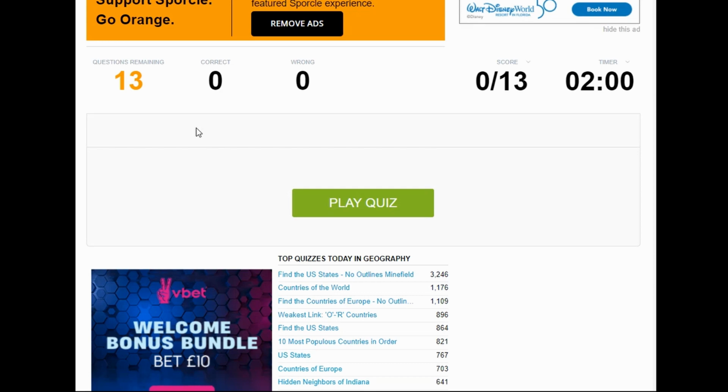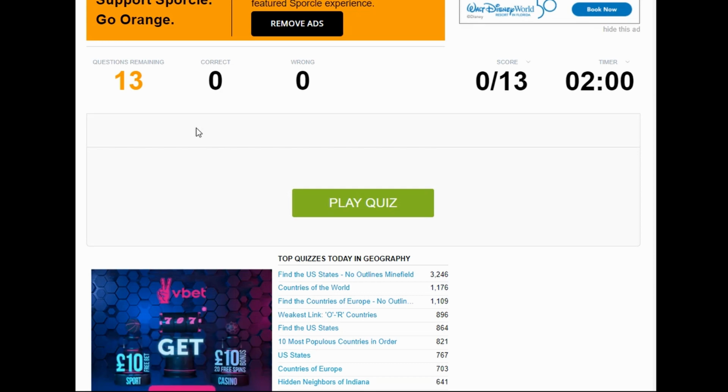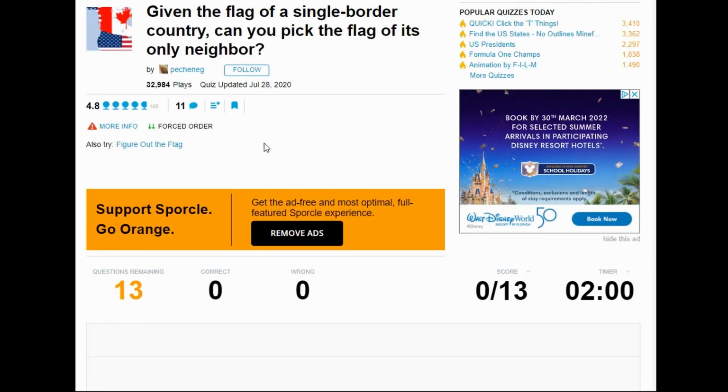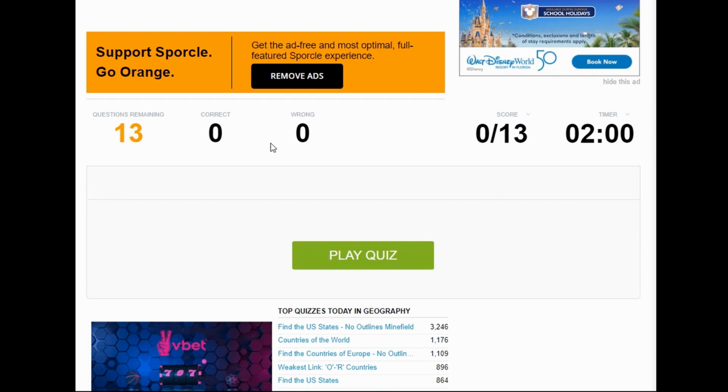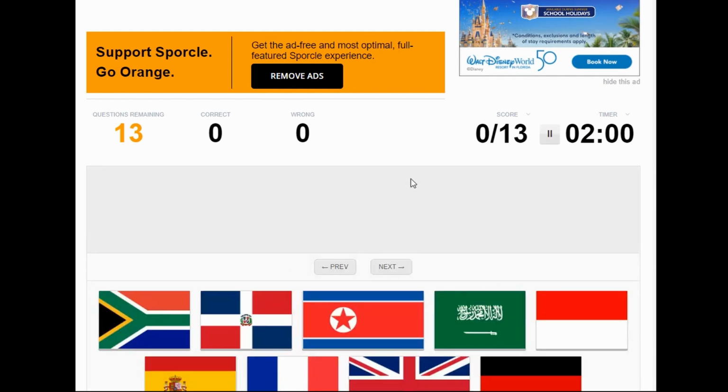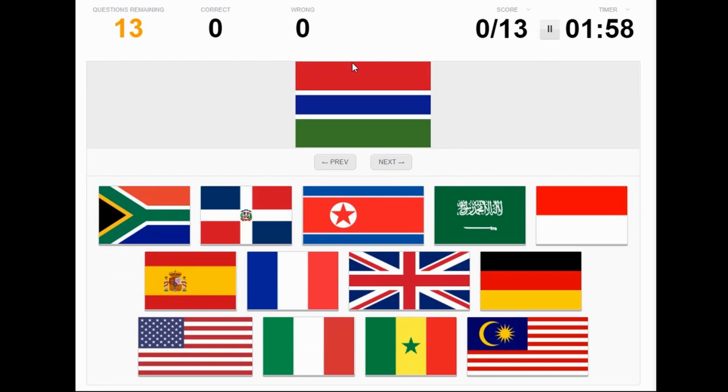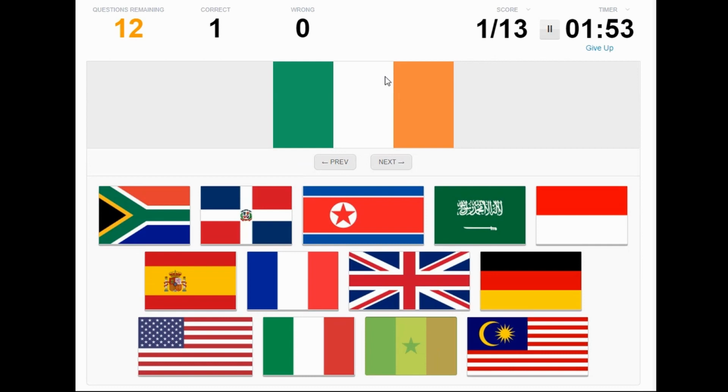Okay, so the fourth and final quiz of the day, we have a quiz named Given the flag of a single border country, can you pick the flag of its only neighbour? So that's what we're going to do. We only have 2 minutes and there's 13, so we're going to have to be quite quick. So this is the flag of Gambia, and that borders Senegal, which is here. This is Ireland, which only borders the UK.